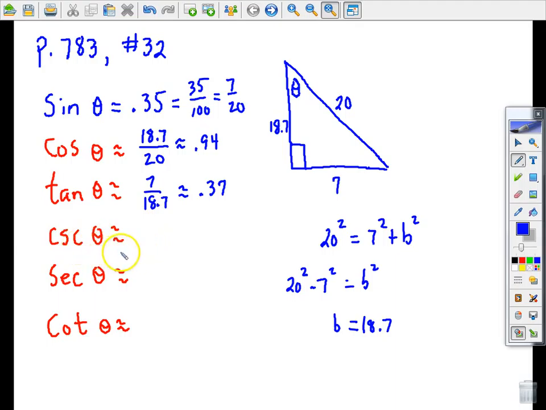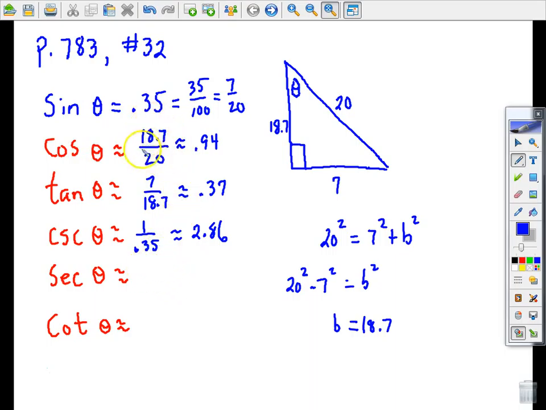Okay, well, cosecant is the inverse of sine, and sine is 0.35 in decimal form. Well, cosecant would just be 1 over that, 1 divided by 0.35. You just flip this over and grab your calculator. 1 divided by 0.35 is 2.857. So we'll say 2.86.